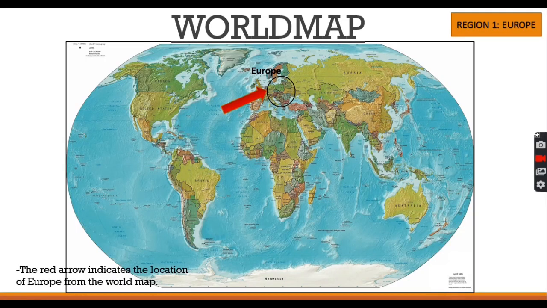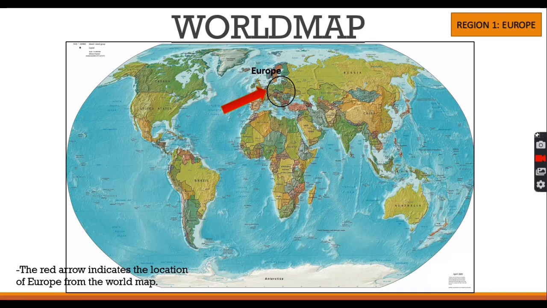This is the big world map that I found on Google. As you can see here, there are many countries that exist in the world, such as Canada, Brazil, United States, Australia, China, and many more. But those countries that I said are not European countries. So where are the European countries? The European countries are located in the area that I circled.